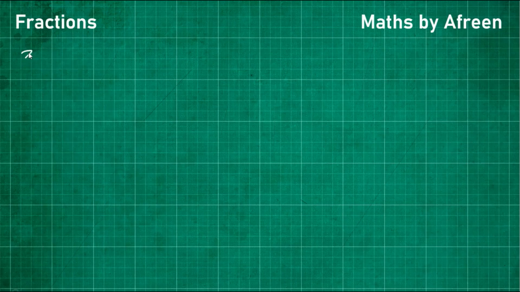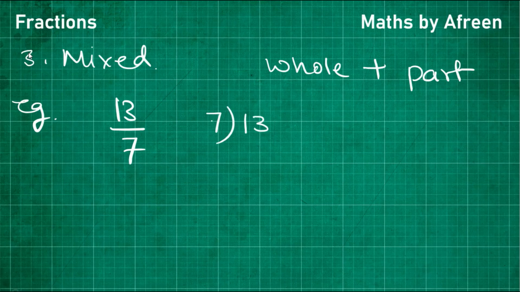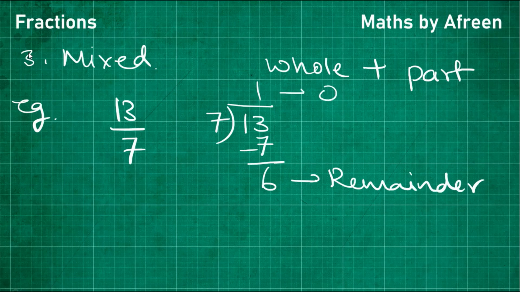Let us talk about the third type of fractions now, that is mixed fractions. Mixed fractions are a combination of a whole and a part. Let's take the example of the fraction 13 by 7. Here 13, the numerator, will be divided by the denominator, that is 7. Upon dividing, 7 ones are 7. If we subtract this 7 from 13, we get 6. Here 6 is the remainder, and 1 is the quotient.